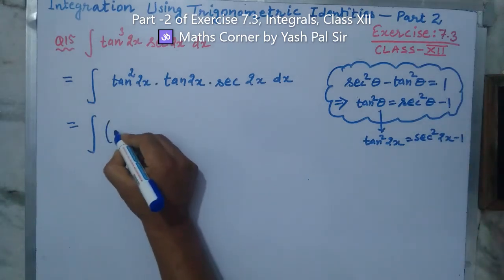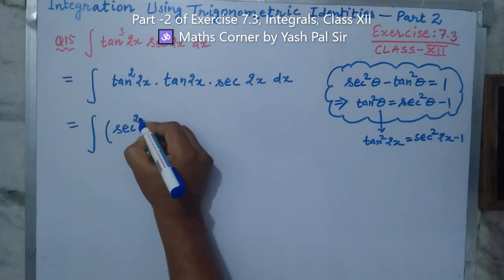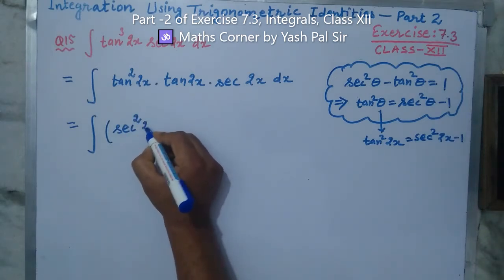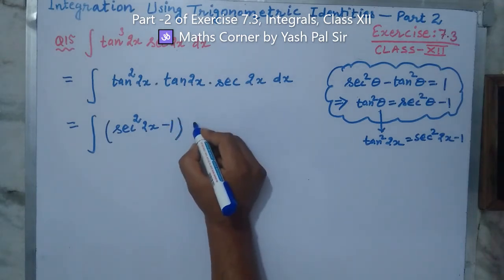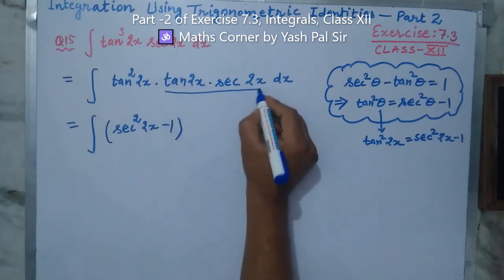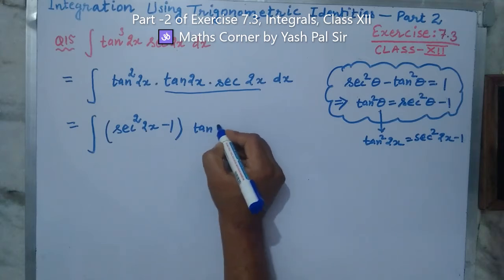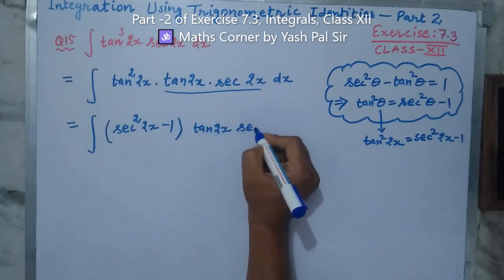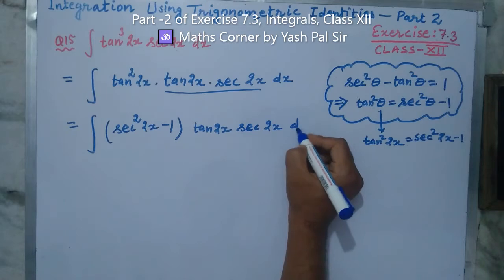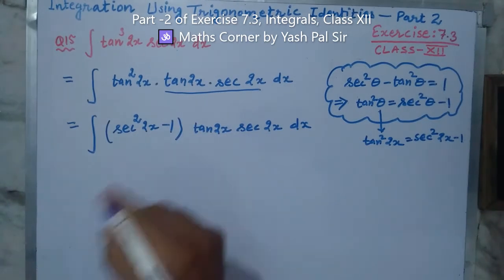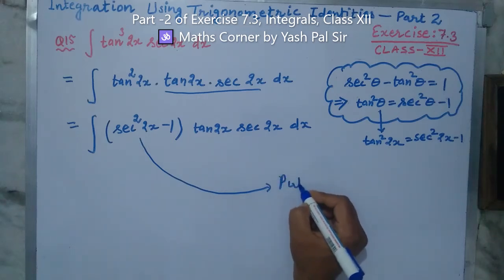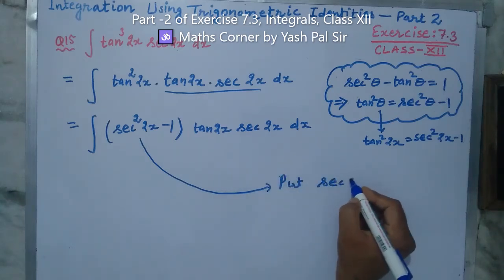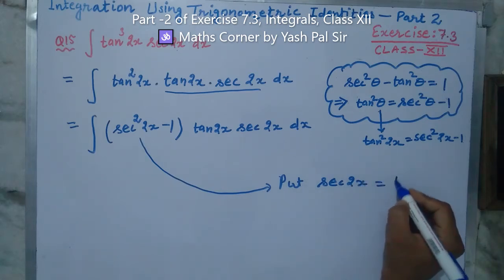So we write this equal to secant square of 2x minus 1 into this whole tangent of 2x into secant of 2x into dx. Now what we do, we put here secant of 2x is equal to t.